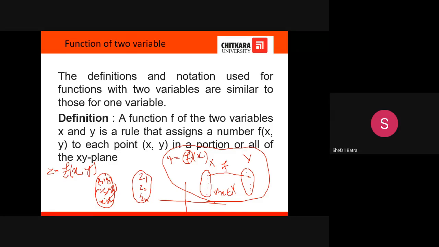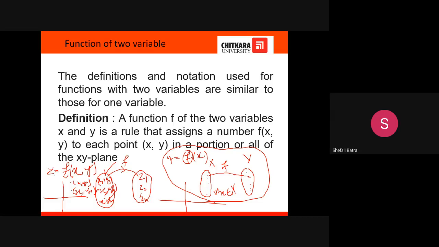Now again, f is a rule which assigns a unique value corresponding to each pair belonging to this set, known as a function of two variables. What is the difference? In the single variable case, your domain is only the x-axis. In this one, your domain is the xy plane. This complete xy plane is your domain. Let us say this is the point x1 comma y1. This is your x2 comma y2. So this complete plane would be the domain in a function of two variables.